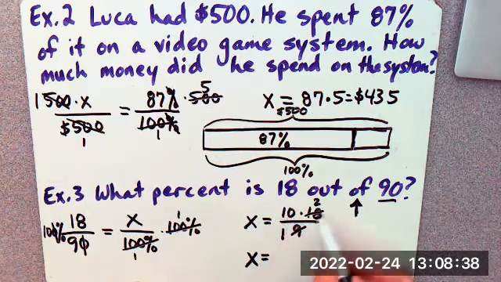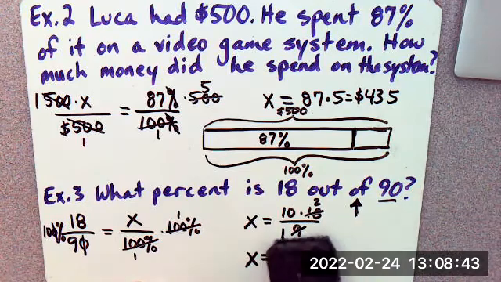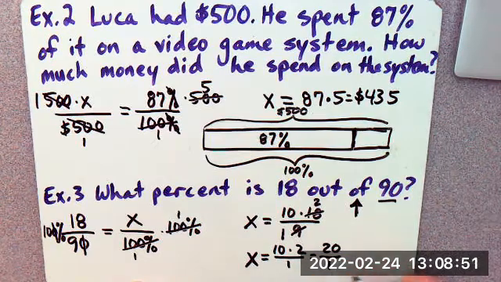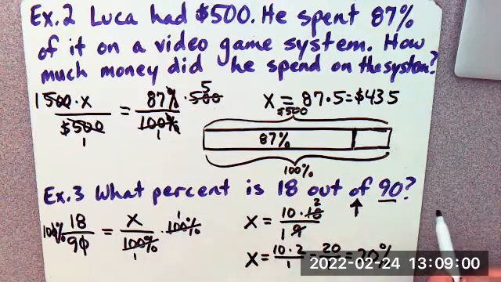Okay, so 10 times 2 is 20. Let me write that out so you see what I'm doing, because there's a lot of cancellation going on. 10 times 2 over 1. So we have 20 over 1. We ask how many ones are in 20. There are 20 ones in 20. So we have 20%. So 18 out of 90 is 20%.